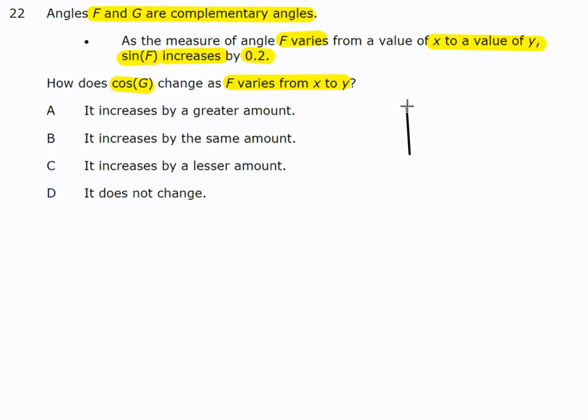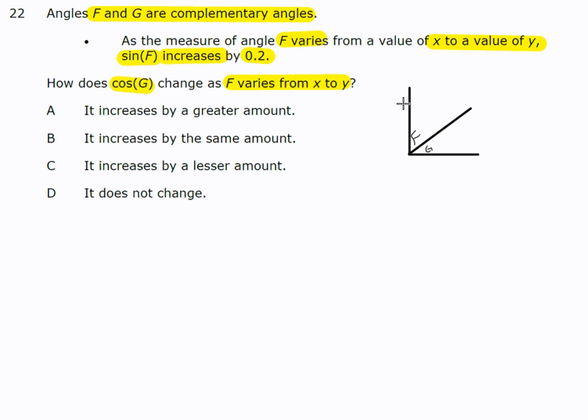So here we go. We're going to draw some complementary angles. All right, so complementary angles means they add up to 90 degrees. Here, I'm going to let this top one be F, and the bottom one be G. And we're not going to put any kind of degree measure on here, because then it'd be a specific F and a specific G, and we want these to be very generic.